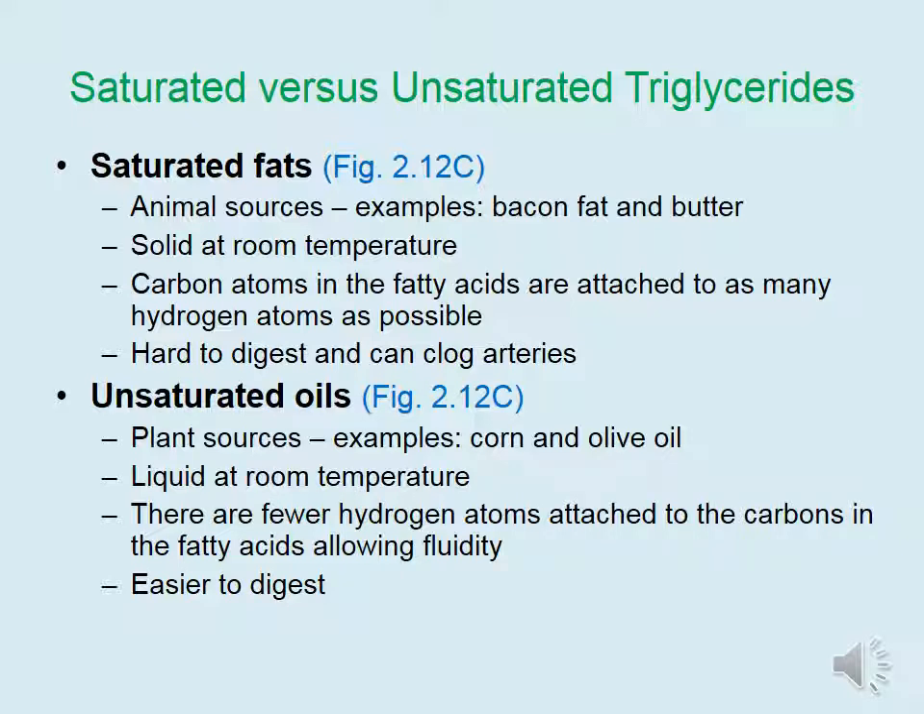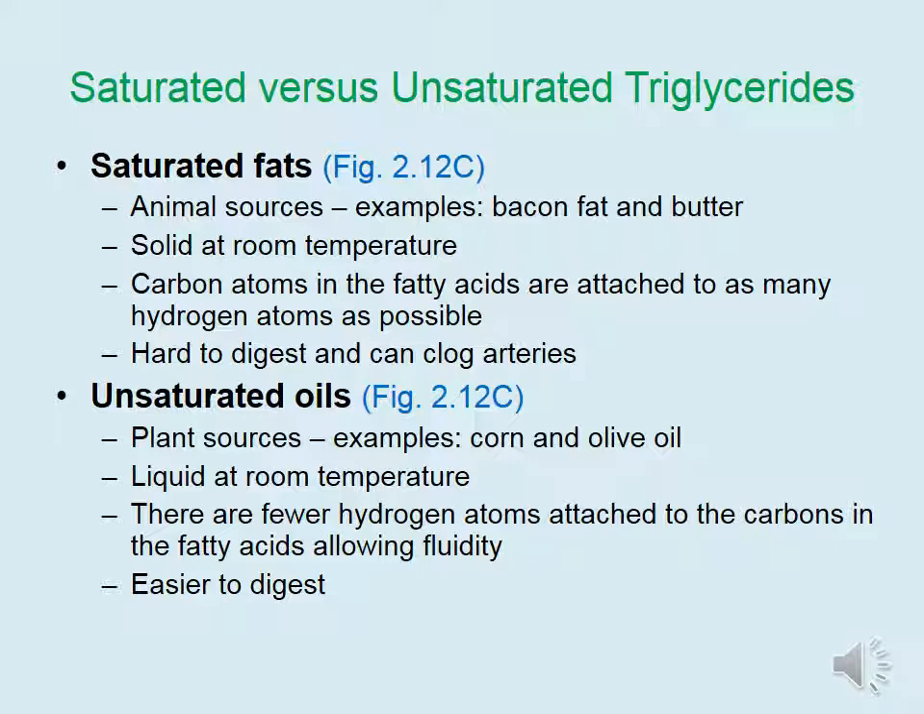Triglycerides include saturated fats and unsaturated oils. Saturated fats come from animal sources such as bacon fat and butter, which are solid at room temperature. Saturated refers to the fact that the carbon atoms in the fatty acid tails are attached to as many hydrogen atoms as possible. Due to all of these bonds, saturated fats are harder for the body to digest, so they can clog arteries. Unsaturated oils come from plant sources such as corn and olive oil. These are liquid at room temperature.